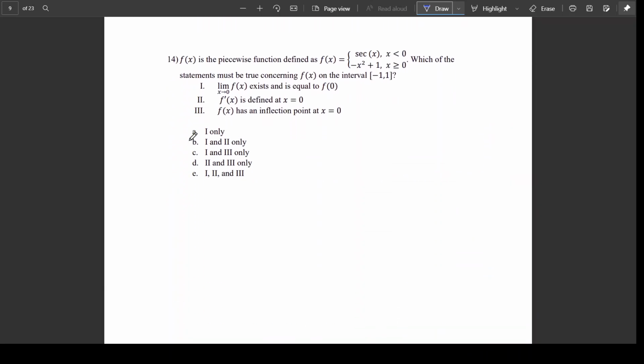14. Final question in this section. f of x is the piecewise function defined as f of x equals secant of x for x less than 0, and negative x squared plus 1 if x is greater than or equal to 0. Which of the statements must be true concerning f of x on the interval from -1 to 1?